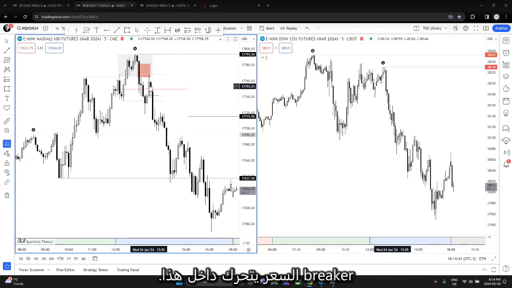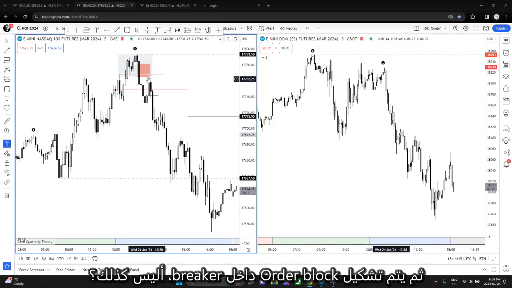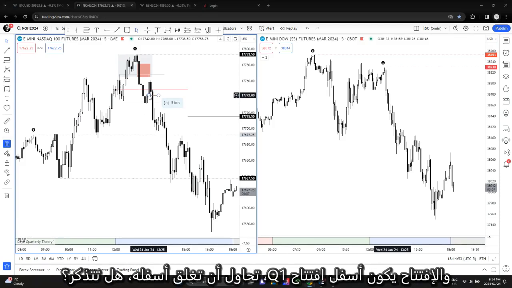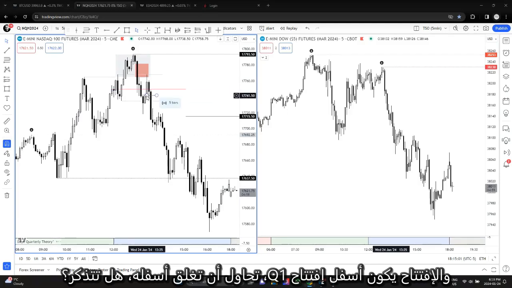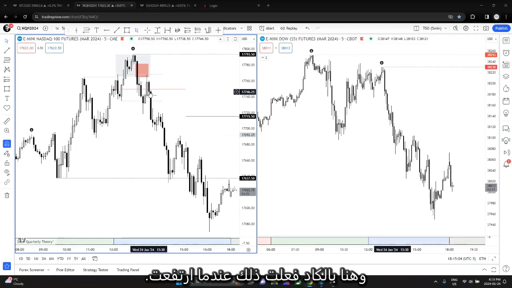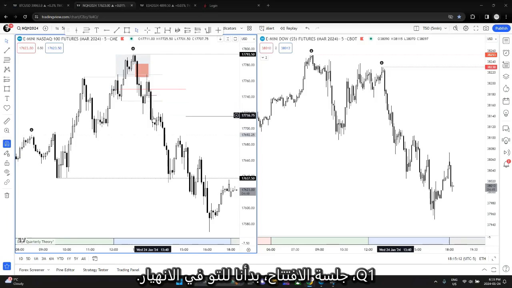Price moves within this. Then an order block forms within the breaker, right? And the opening is below the open of Q1. We traded below it, remember? And right here, it barely did it, but it went above the true open of the afternoon session, and we just started to break down.